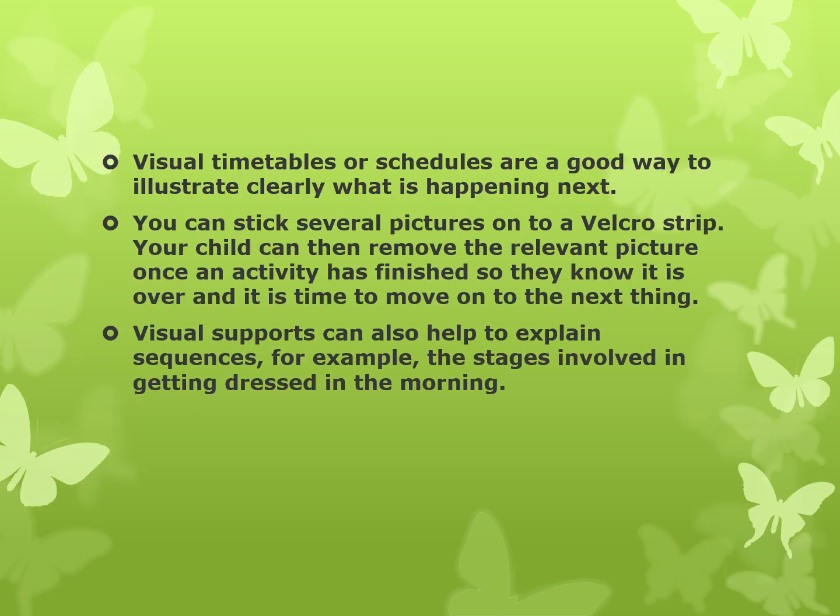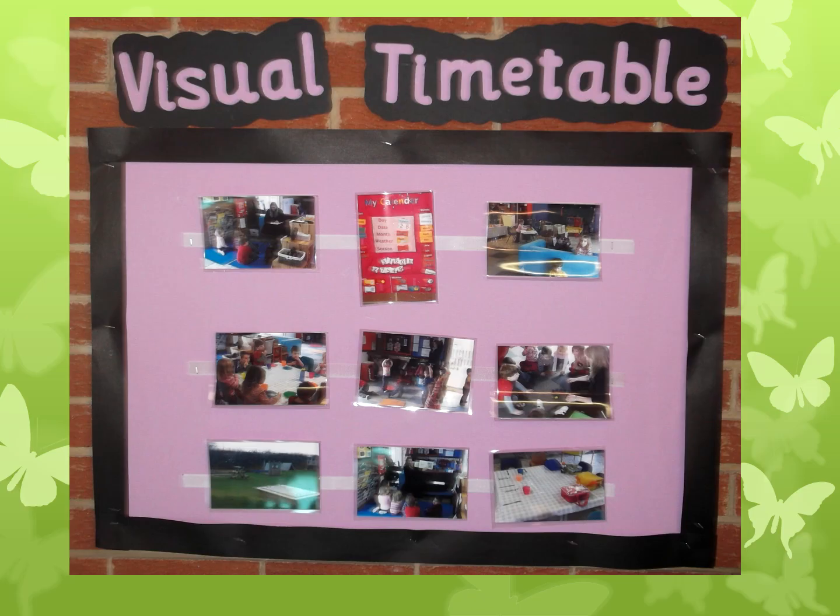Visual timetables or schedules are a good way to illustrate clearly what is happening next. You can stick several pictures onto a Velcro strip. The child can then remove the relevant picture once an activity is finished so they know it is over and it's time to move on to the next thing. Visual supports can also help to explain sequences, for example, the stages involved in getting dressed in the morning. Here's an example of a visual timetable.